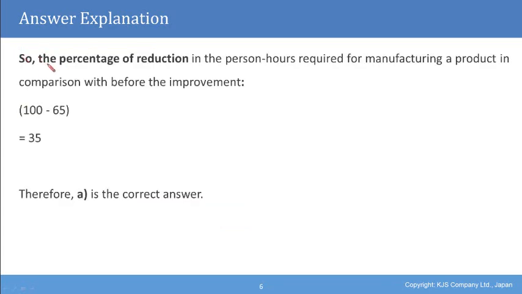So, what you need to work out is the percentage of reduction in the person hours required for manufacturing a product in comparison with before the improvement. To work this out, you take from 100, since we have 100 as the initial person hours, 100 minus 65, which is 35. Therefore, A is the correct answer.